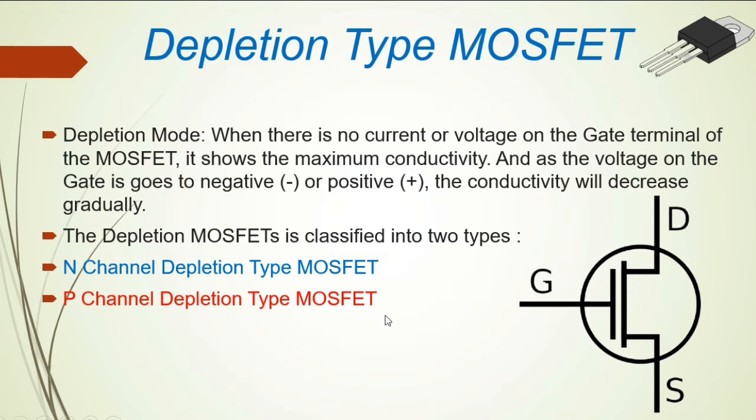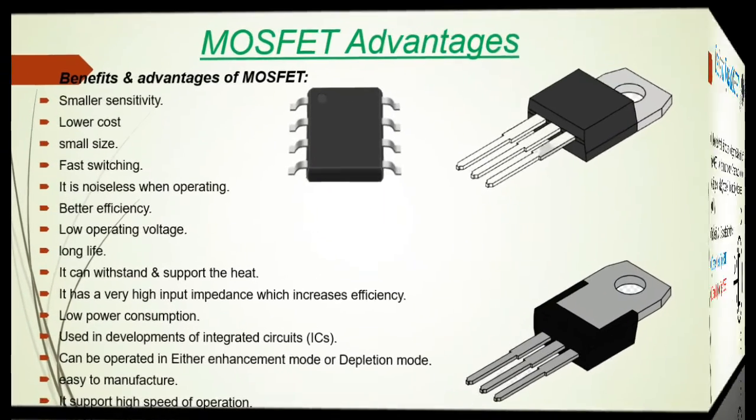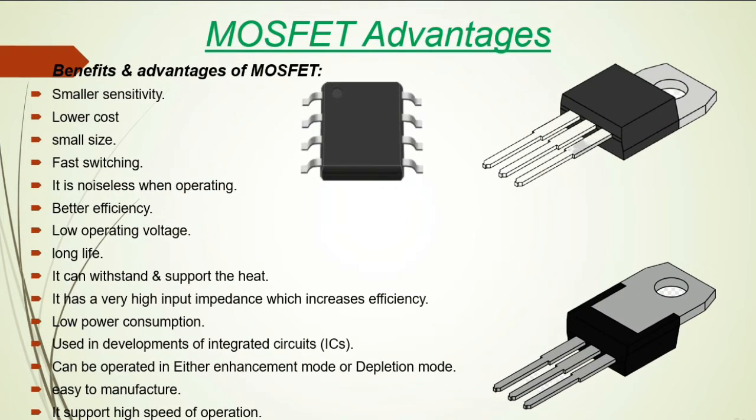Now let's see what the MOSFET advantages are. As you see here, these are the benefits and advantages of the MOSFET. The MOSFET has a smaller sensitivity. The first advantage is lower cost. Then small size.